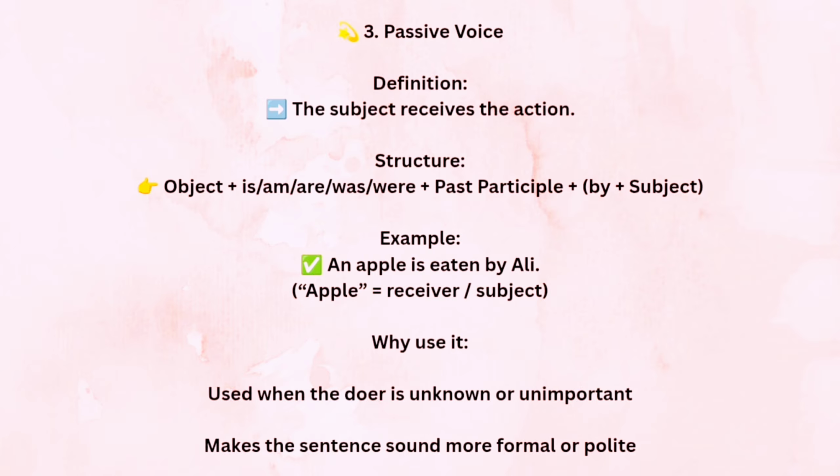Okay, so let's talk about the passive voice, the definition. The subject receives the action, and the structure of the passive voice is object plus is, am, are, was, were, and then past participle, and then by plus subject. So for the example, we have written the same example over here, but in a passive voice way, which is: an apple is eaten by Ali. The subject Ali is at the end, and the object apple is at the start. Apple is the receiver. And why do we use it? It is used when the doer is unknown or unimportant, and it makes the sentence sound more formal or polite.